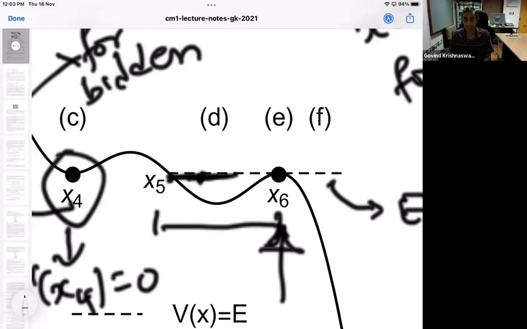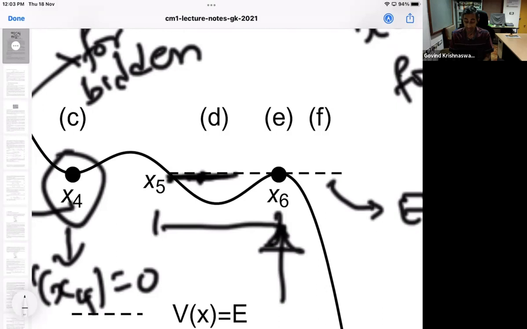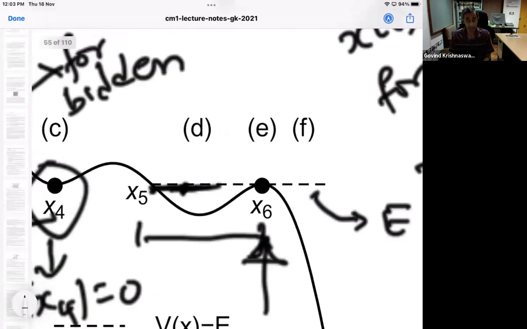Now, I am still open to further suggestions. Hello? Yes, please, Aryan Kusre. Yes, so at x6, the velocity is 0 and the acceleration is also 0, so it might take infinite time to reach the point. Okay, that is an interesting suggestion, and it is basically correct.